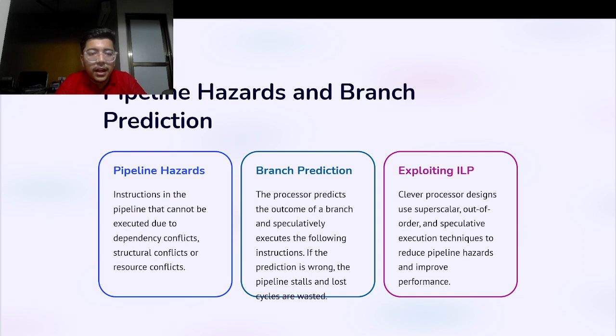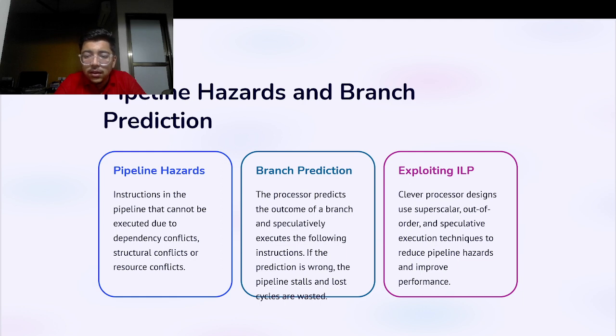Pipeline hazards and branch prediction. Pipeline hazards: instructions in the pipeline that cannot be executed due to dependency conflicts, structural conflicts, or resource conflicts. Branch prediction: the processor predicts the outcome of a branch and speculatively executes the following instructions. But if the prediction is wrong, the pipeline stalls and lost cycles are wasted.